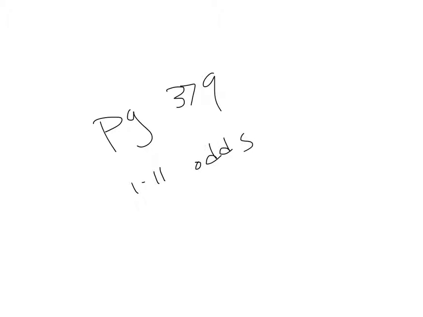And it's going to be on page 379. And what I want you to focus on is the odds. Focus on the odds specifically on page 379. I want you to do 1 through 11 odds. I also want you to do 17 through 21 odds. I want you to look at number 22. 22 is a big one. I want you to be able to write that complex equation down.